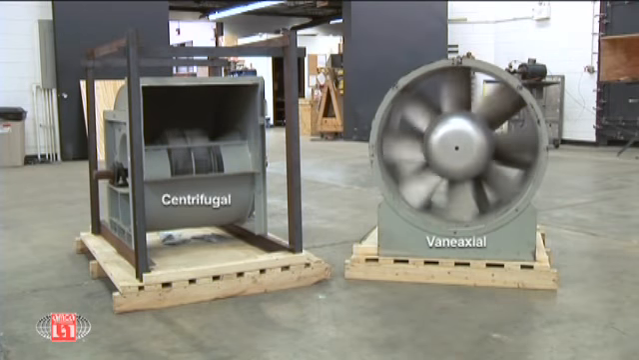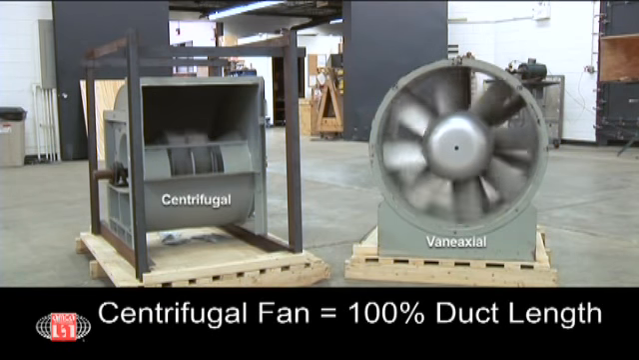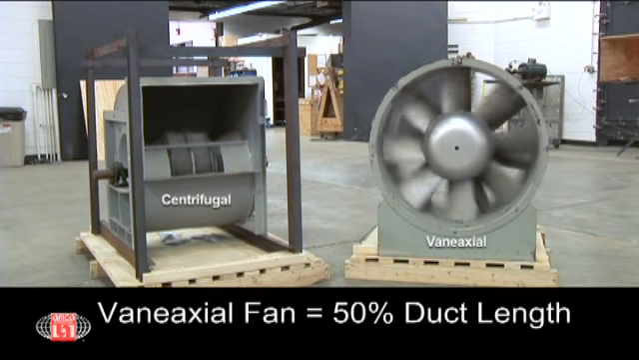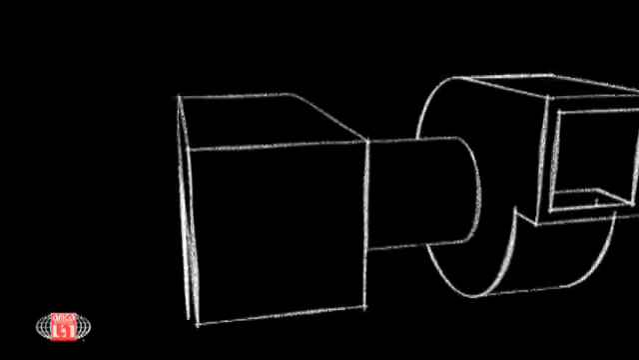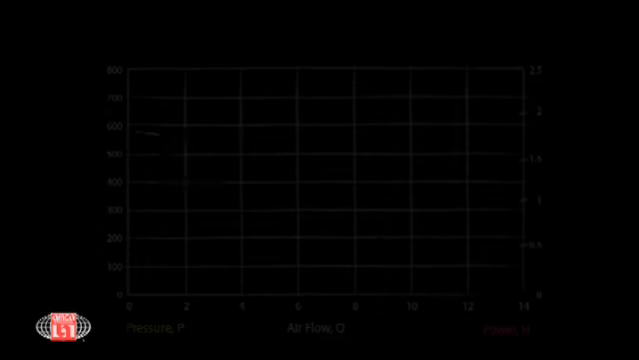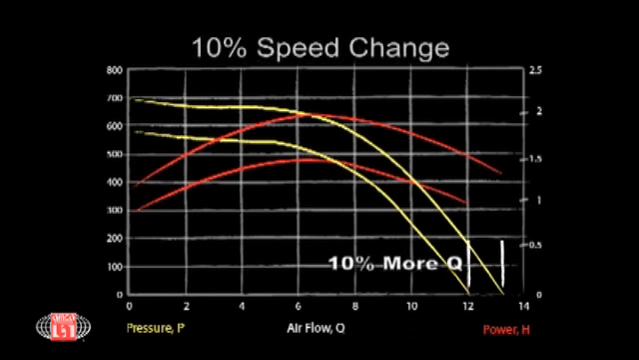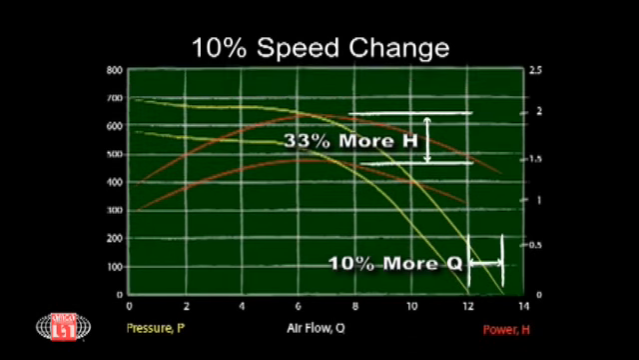Testing in the AMCA lab has shown that a centrifugal fan needs 100% of effective duct length to avoid system effect, while a vane axial fan needs 50% effective duct length. So remember that in a ducted inlet, ducted outlet installation, system effect may occur on both sides of the fan. What is so striking about system effect is the power required to overcome it. A 10% increase in speed requires about 33% more power, and with increased power come increased costs.